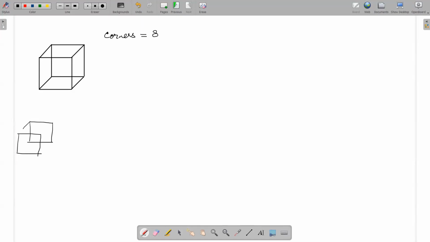Now as you join the corners, you are not making any new corners. That means how many corners? 8 corners only, because you didn't make any more corners. You made a square with 4 corners, another square with 4 corners, and then you joined the corners. That means you're not making any new corner. That is why 8 corners. Okay, now let us move to edges.